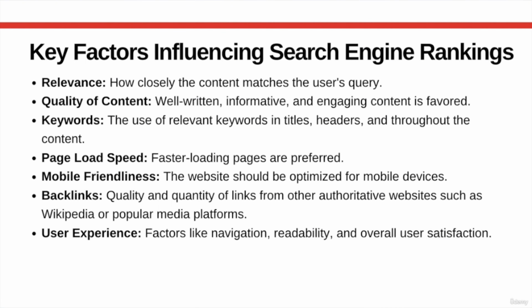Key factors influencing search engine rankings are: relevance, how closely the content matches the user's query; quality of content, well-written, informative, and engaging content is favored; keywords, the use of relevant keywords in titles, headers, and throughout the content; page load speed, faster loading pages are preferred; mobile friendliness, the website should be optimized for mobile devices; backlinks, quality and quantity of links from other authoritative websites such as Wikipedia or popular media platforms; user experience, factors like navigation, readability, and overall user satisfaction. We will cover them in detail. Remember, only the search engine's engineers know the exact details or weightage of these in ranking algorithms.